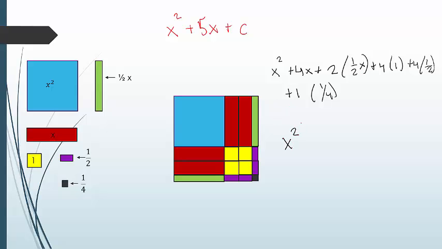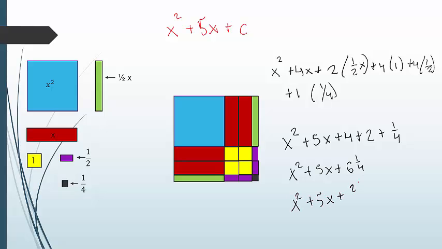So we have x squared. I'm going to go ahead and say 2 times a half is 1x. 1x and 4x is 5x. I have a 4. 4 times a half is 2. And 1 times a quarter is 1/4. Can still do a little bit more cleaning up. So we'll combine our like terms. 4 plus 2 plus a quarter is 6 1/4. And that, of course, if you don't like mixed numbers, is the same thing as saying 25 over 4.